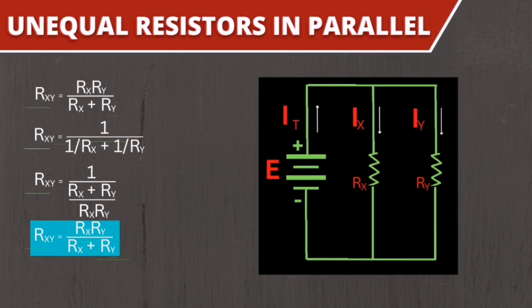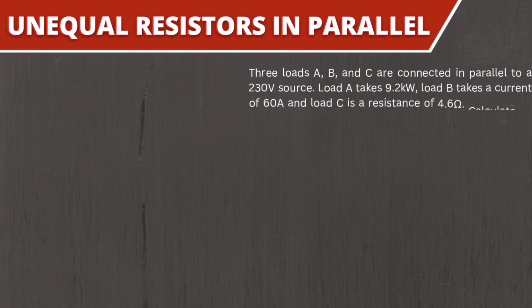Then lastly guys, it is important to understand that the equivalent resistance of any number of resistors in parallel, of whatever magnitude, is always less than the magnitude of the smallest unit. So now we go to the examples guys.